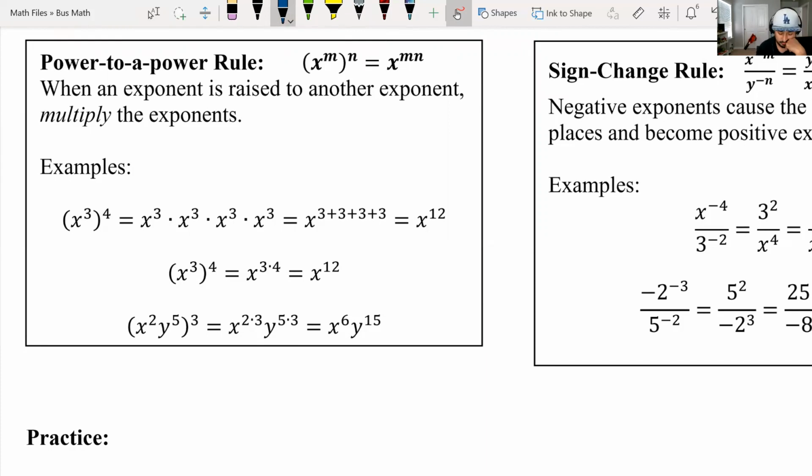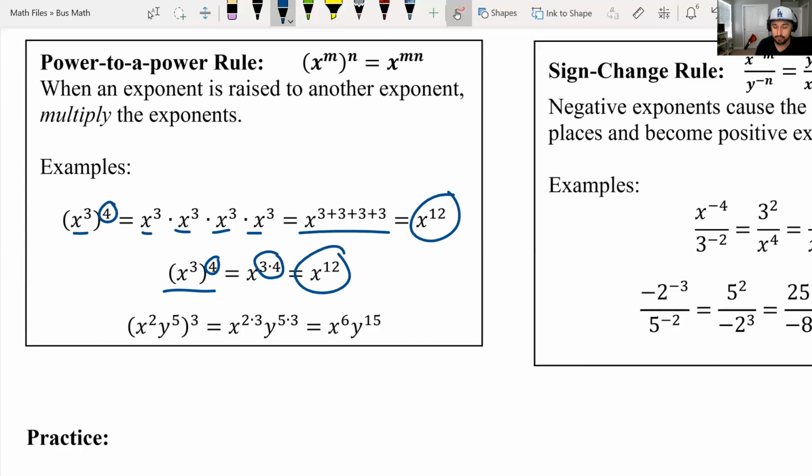X cubed raised to the fourth. Power to a power, you get 3 times 4. The first one's showing you the long way. This means that you can expand it 4 times as x cubed times x cubed times x cubed times x cubed, and with the same base, you would add your exponents. X to the 3 plus 3 plus 3 plus 3, which would give you x to the 12th. But then using our new shortcut rule, power to power, x cubed raised to the 4th, we say x to the 3 times 4, which is x to the 12th, which is so much faster than the one above it.